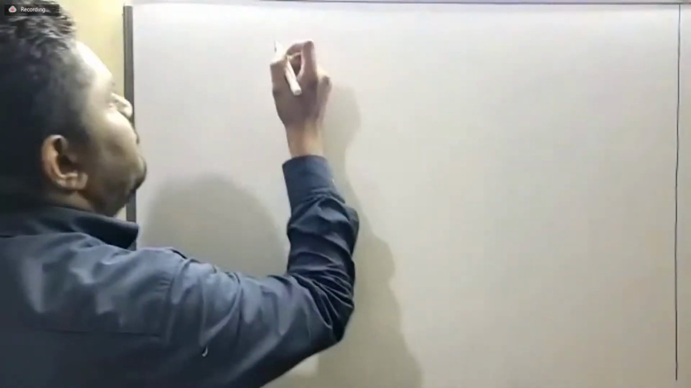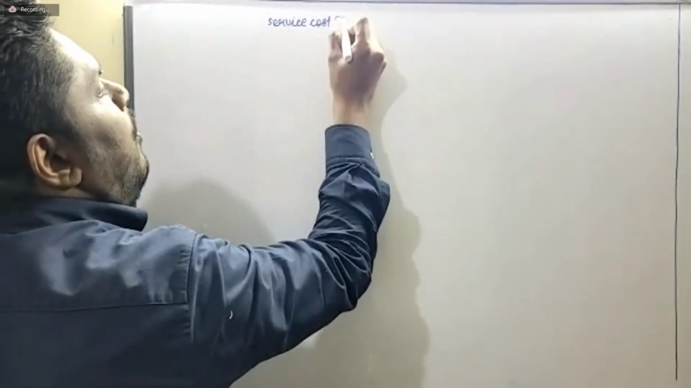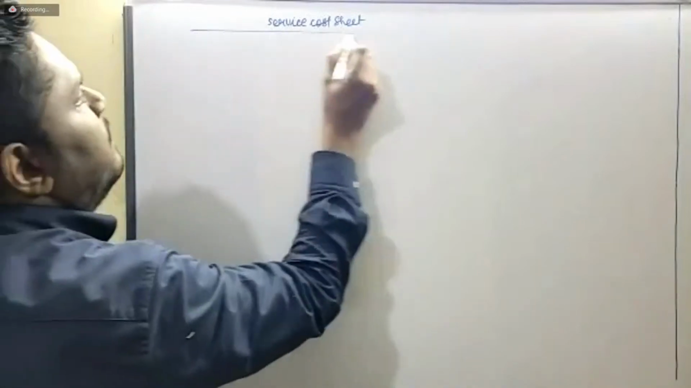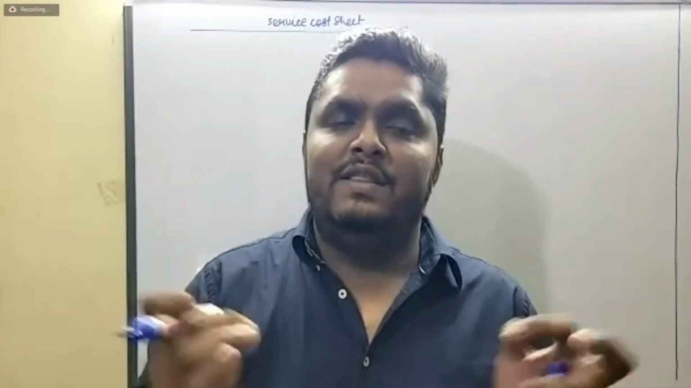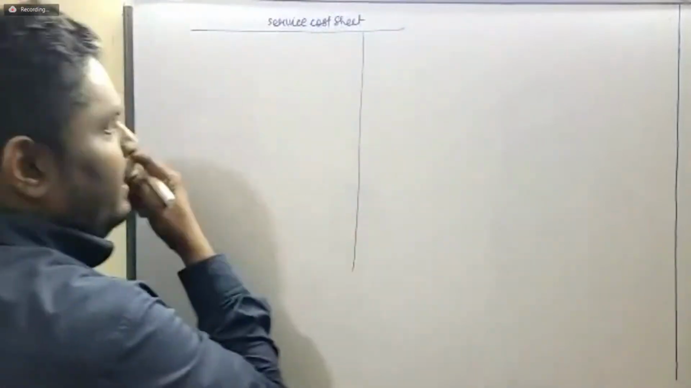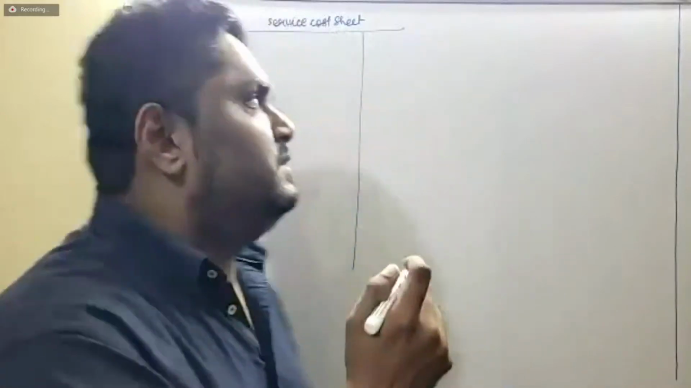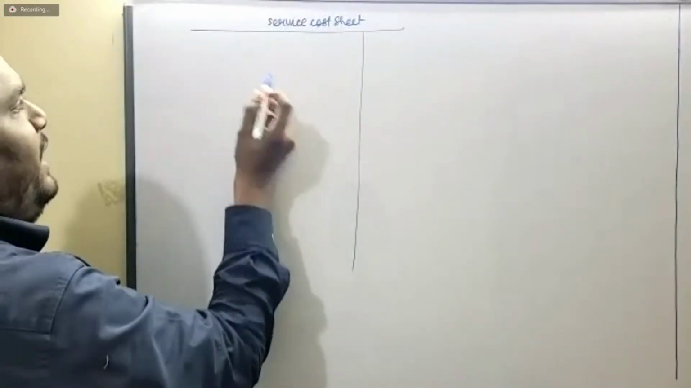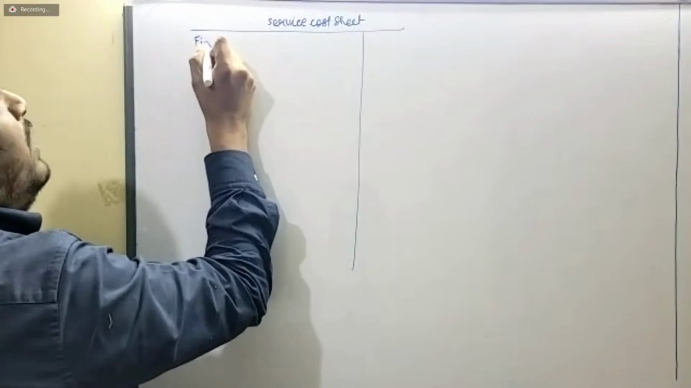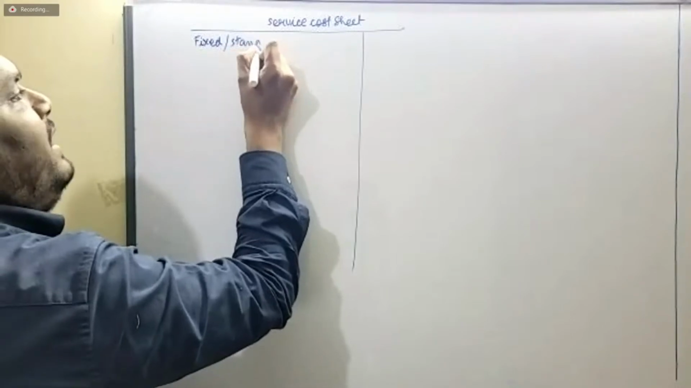So now, when talking about the service cost sheet of transportation industry, the format is very simple, not like cost sheet wherein you have to calculate so many things. The format is very simple and very clear, wherein you have to bifurcate all the expenses of the company in three parts, that is fixed, standing cost.